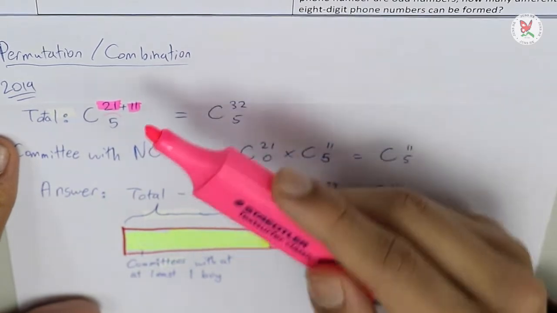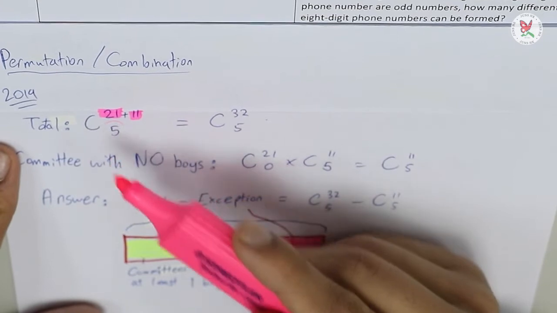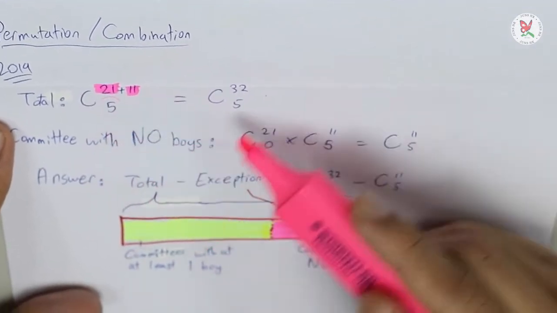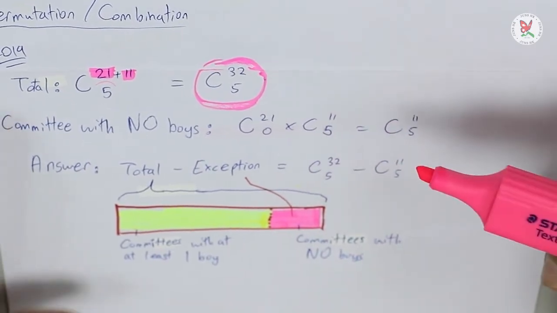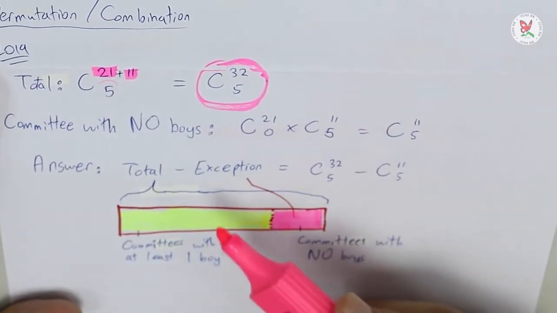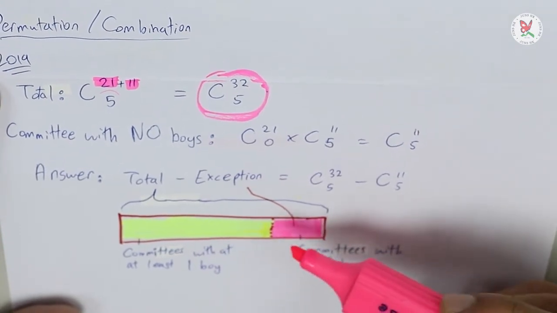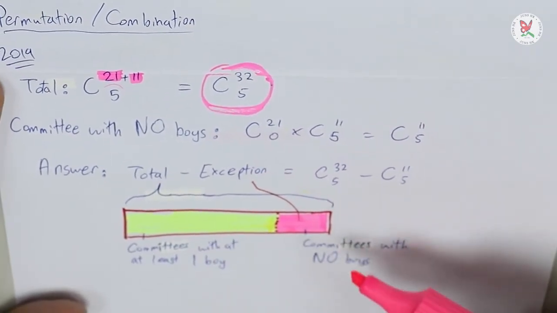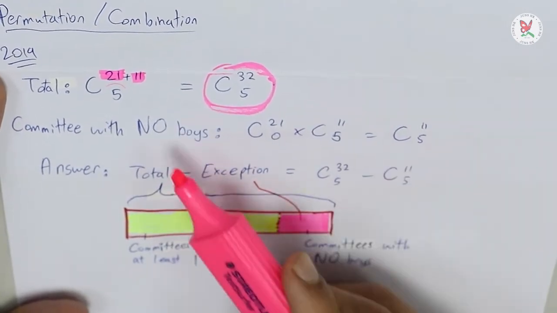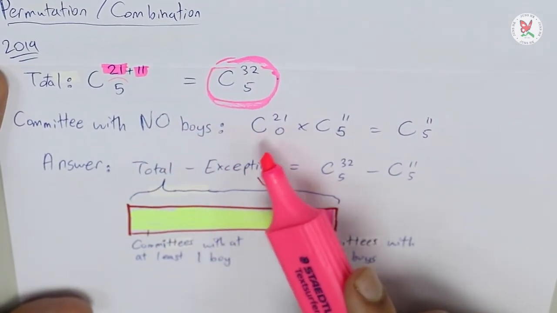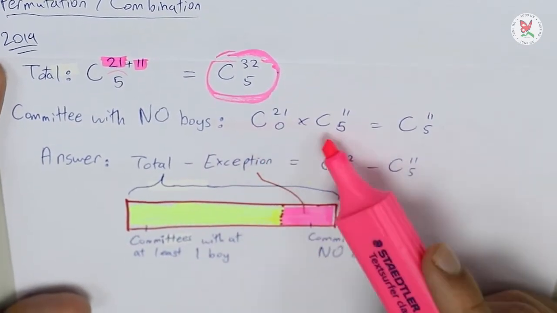And from those people in the class, we are choosing 5 students. So we have 5 on the bottom. Hence we are left with C 32 5. Next, we want to find out how many committees there are with at least one boy. But instead, we can do it faster by finding the committees with no boys and simply subtracting that from the total. So here, we have 2 things to multiply together: the number of combinations for the boys and the number of combinations for the girls.